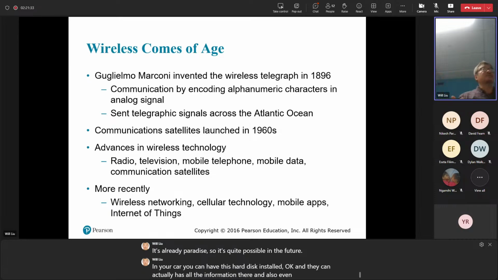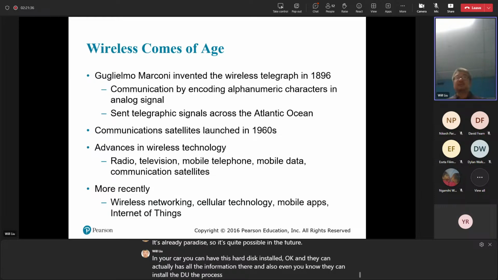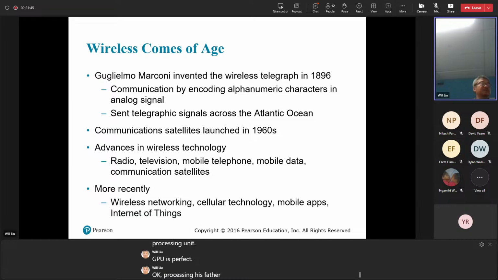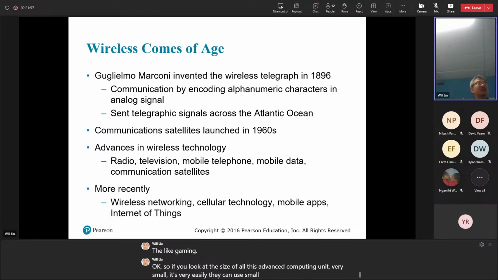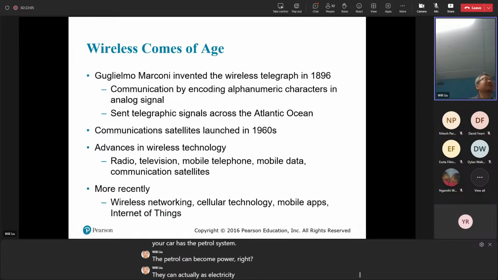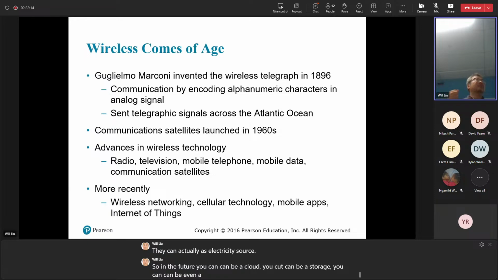And even, you know, they can install the GPU, the processing power. The CPU is a central processing unit. The GPU is graphics processing, which means it is very fast, like for gaming. If you look at the size of all these advanced computing units, they are very small. It's very easy to install them in your car. And most importantly, your car has a petrol system. The petrol can become power, right? It can act as an electricity source. So in the future, your car can be a cloud. Your car can be a storage. Your car can even be a mobile network.